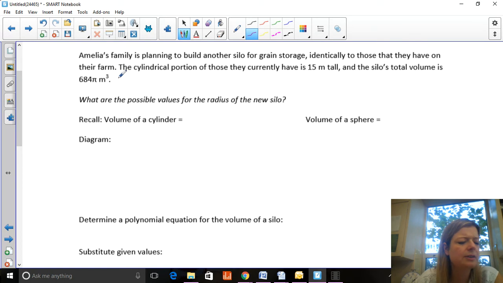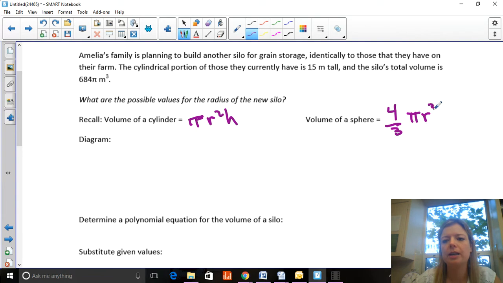First of all, we need to recall a few things. The volume of a cylinder can be represented by pi r squared h. That's the area of the base times the height of the whole thing. And the volume of a sphere is 4/3 pi r cubed. We're going to need those formulas because a silo is just a cylinder with half of a sphere on top.